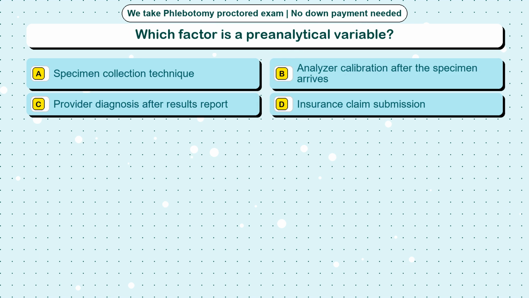Question 69. Which factor is a pre-analytical variable? Option A, specimen collection technique. Option B, analyzer calibration after the specimen arrives. Option C, provider diagnosis after results report. Option D, insurance claim submission.